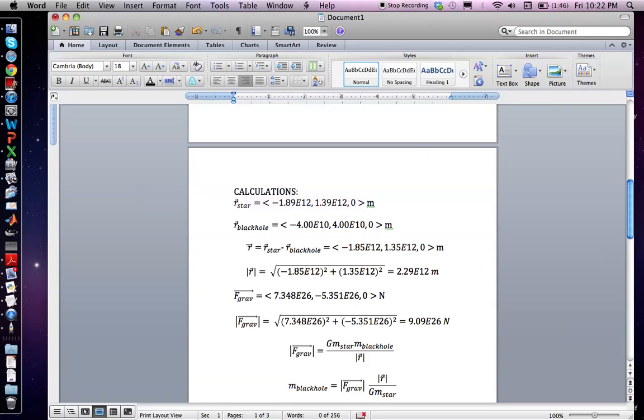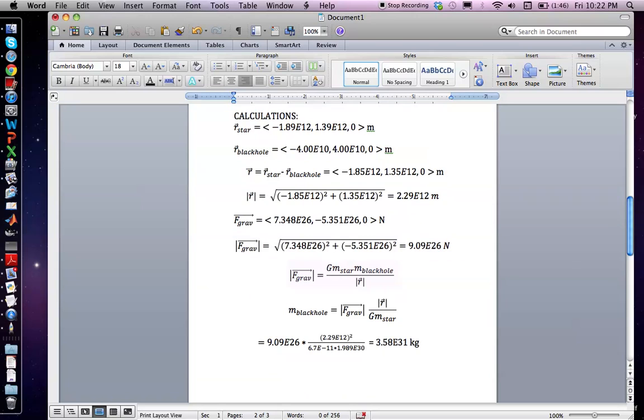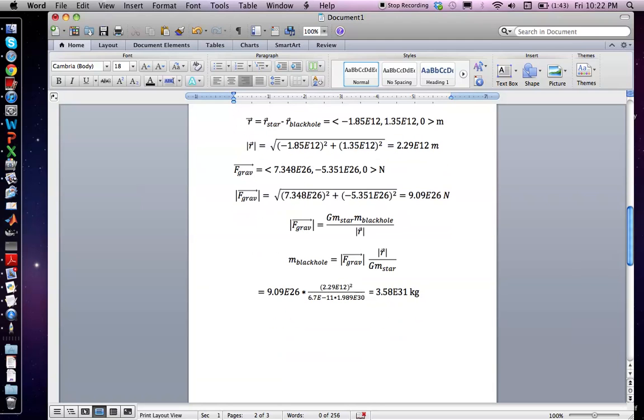So our star is again that position, black hole was given to us, then we found the distance between them, then I found the magnitude of that distance, and then since the gravitational force is the only force acting on it, F net equals F grav, which is this force, again, found from our code. Found the magnitude of that. And then I used this equation, F grav equals this constant G times m1, m2 over the magnitude of the distance between the two. So I rearranged it so that I isolate the mass of the black hole, and I plug in these variables, and I got a mass of 3.58 e to the 31 kilograms.